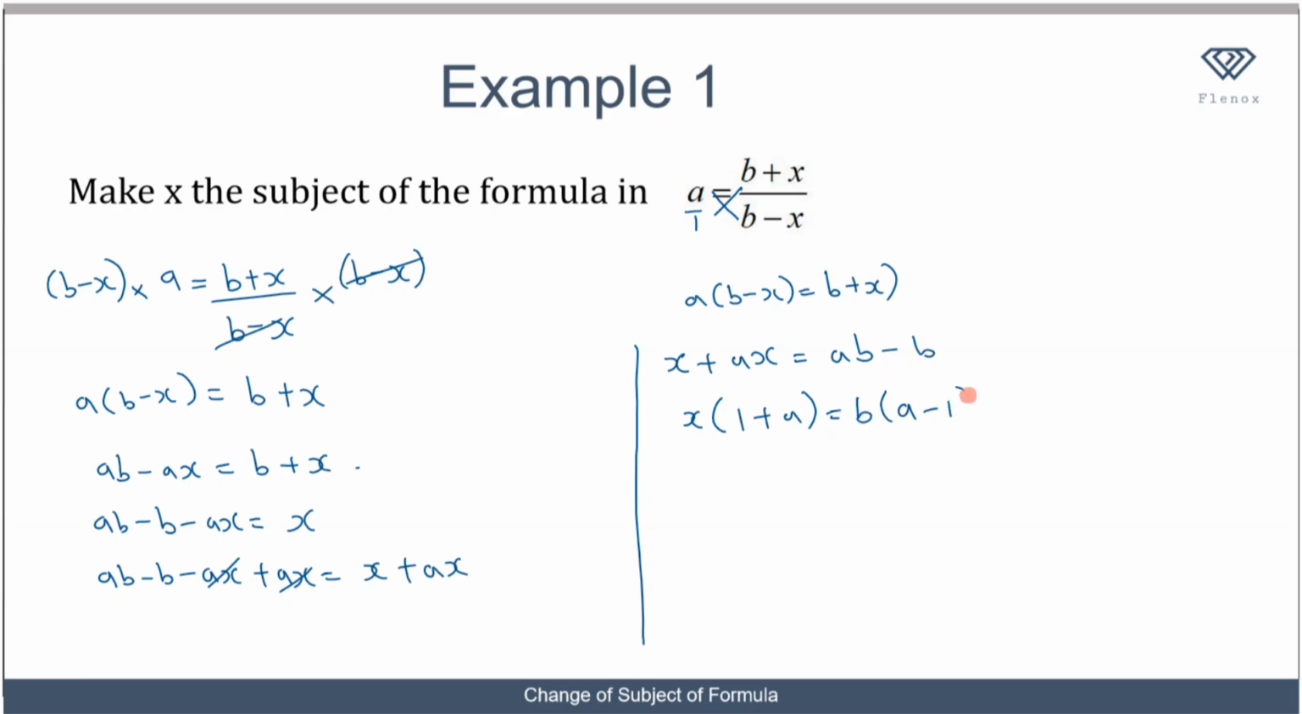a minus 1. So if I divide both sides by 1 plus a, then I'm left with what? x is equal to b into bracket a minus 1 over 1 plus a. So as you can see now, you have only x on the left hand side and all other variables on the right hand side. So I've made x in this case the subject of the formula. So let's take a look at another example.